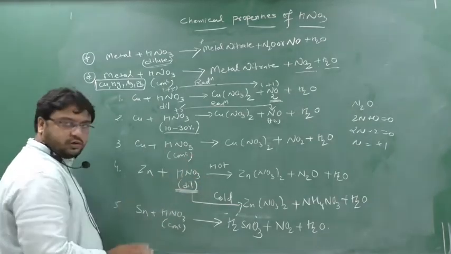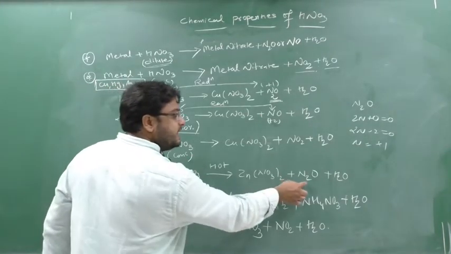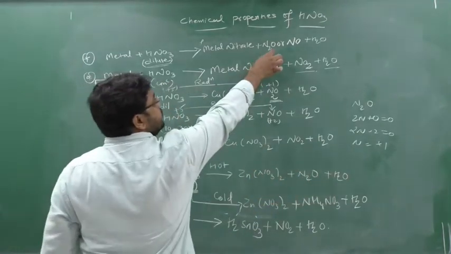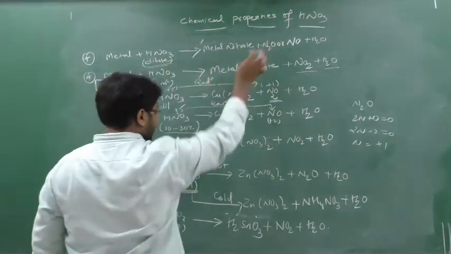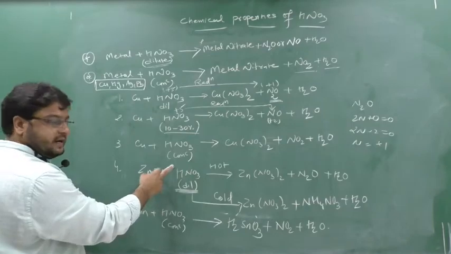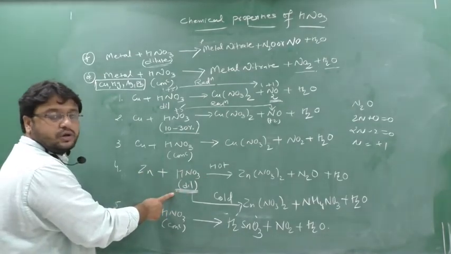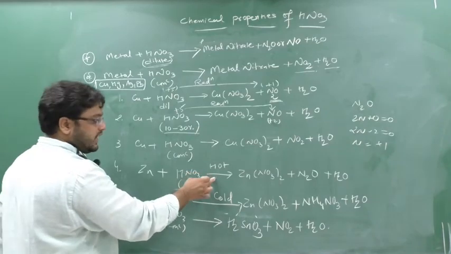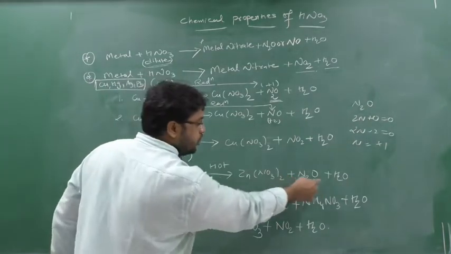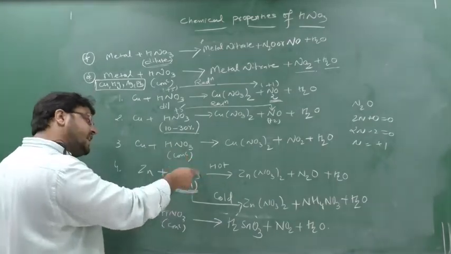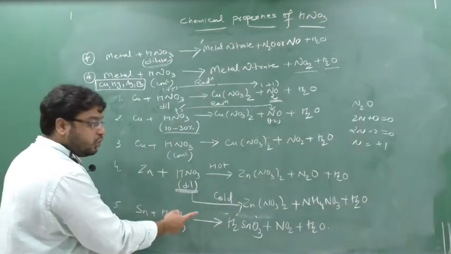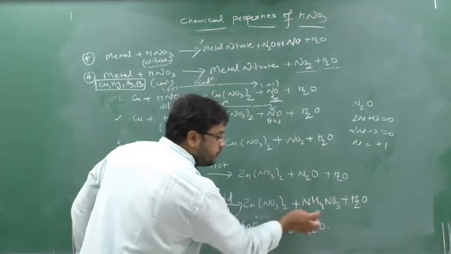If I take hot, it will give zinc nitrate plus N2O plus H2O. See, it is there, N2O. Dilute means what? N2O. So zinc plus nitric acid, and nitric acid is diluted, but it is hot diluted. It is not cold, it is hot. If I take hot, I will get zinc nitrate, N2O and H2O. But if the same dilute nitric acid is cold, instead of N2O I will get ammonium nitrate.